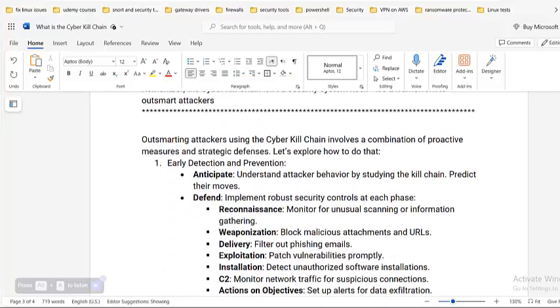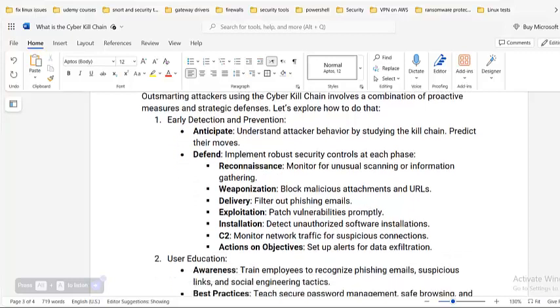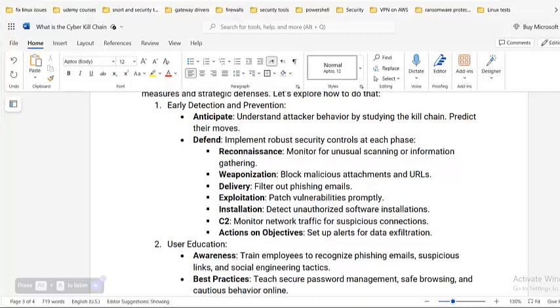Now, how can you outsmart attackers using the cyber kill chain? That involves a combination of proactive measures and strategic defenses. Let's explore it. One, early detection and prevention. Anticipate. Understand attacker behavior by studying the kill chain. Predict their moves.